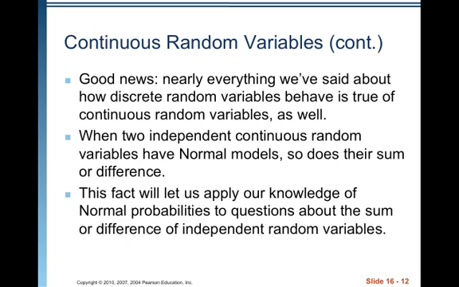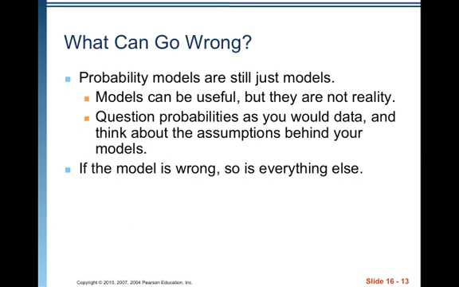Good news, nearly everything we've said about how discrete random variables behave is true of continuous random variables as well. When two independent continuous random variables have normal models, so does their sum or difference. This fact will let us apply our knowledge of normal probabilities to questions about the sum or difference of independent random variables, and we'll see that in just a minute.